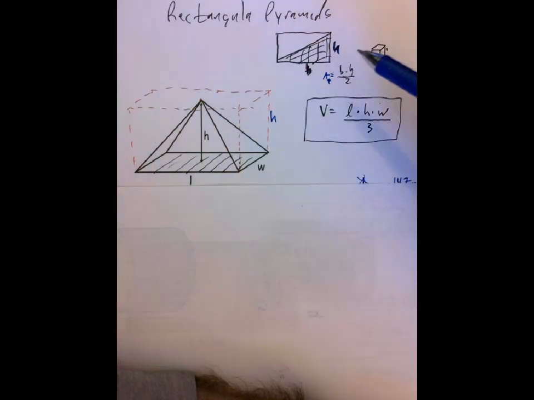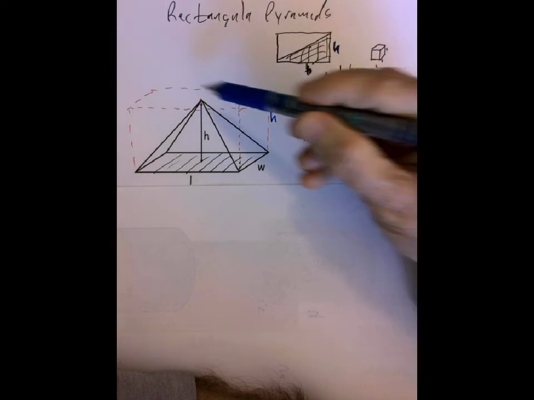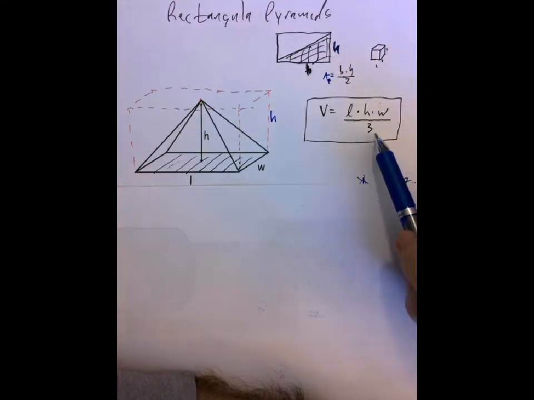So what do we do to find the volume of the pyramid? We multiply length times width times height to get the volume of the box, but then we divide by 3 to get just the pyramid.